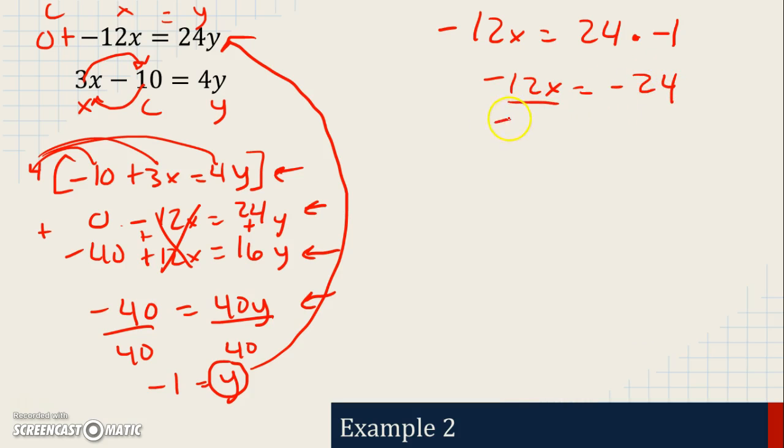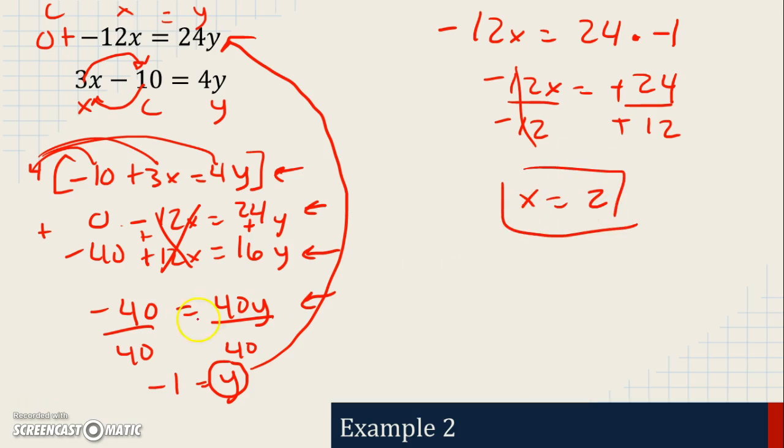And now we can go ahead and use inverse operations to solve for x. So we divide both sides by negative 12. Here we have just x. Negative divided by negative is a positive. 24 divided by 12 is 2. So now we have the values for both of the variables. We can go ahead and write our answer as a coordinate point. X always comes first in the alphabet, so we write the number first, and y to follow.